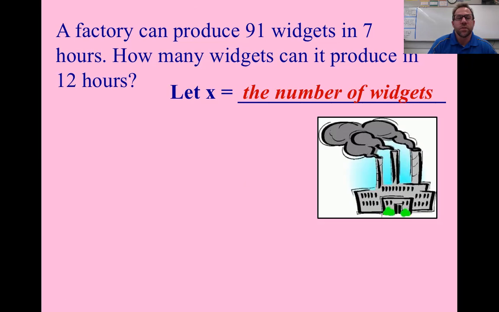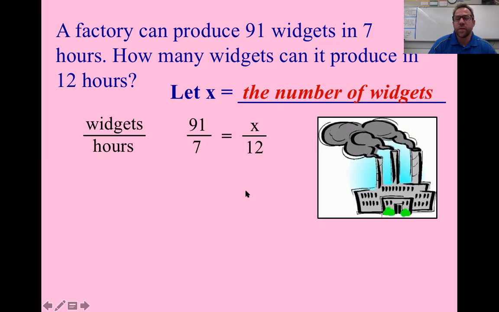Okay, so we're going to set up our categories. We've got widgets and hours, and then let's set up our first ratio. So 91 to 7. And then we've got this number 12, so that's hours. So we want 12 downstairs here, and then we'll put our X upstairs. So it's going to look like that.